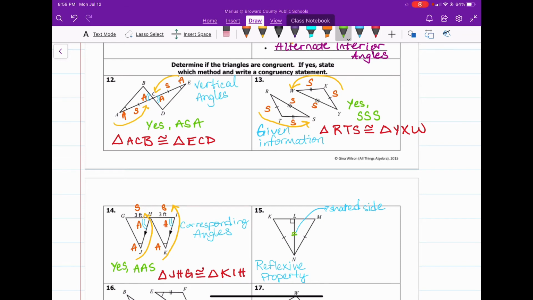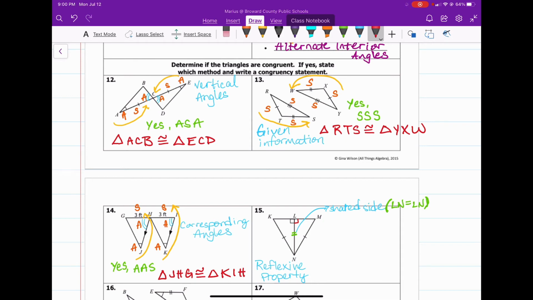Okay. LN is congruent to LN. Now, they're equal. That's the reflexive property. Okay. We also have, these are also right triangles. Okay, so we could put a right angle box right there if we needed to.